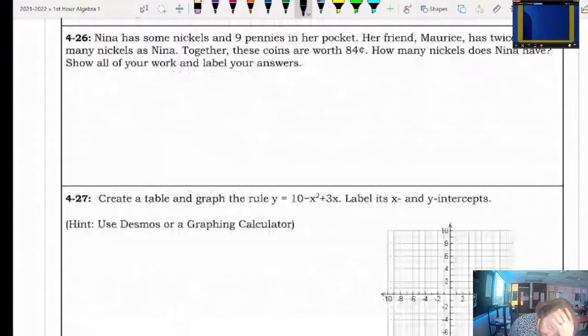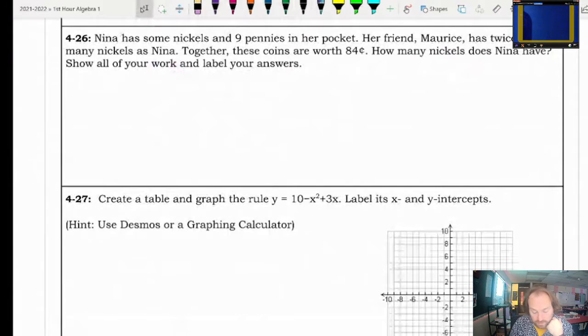426, Nina has some nickels and 9 pennies in her pocket. Her friend Maurice has twice as many nickels as Nina. Together, the coins are worth 84 cents. How many nickels does Nina have? Show your work and label all your answers. Here's where we got to start solving things. So, Nina has nickels and 9 pennies. So, let's start with that. Nina has some nickels. We don't know how many nickels, but we do know that each nickel is worth 5 cents. Now, I'm going to call this 5N. That's 5 cents for every nickel, plus the 9 pennies that she has in her pocket.